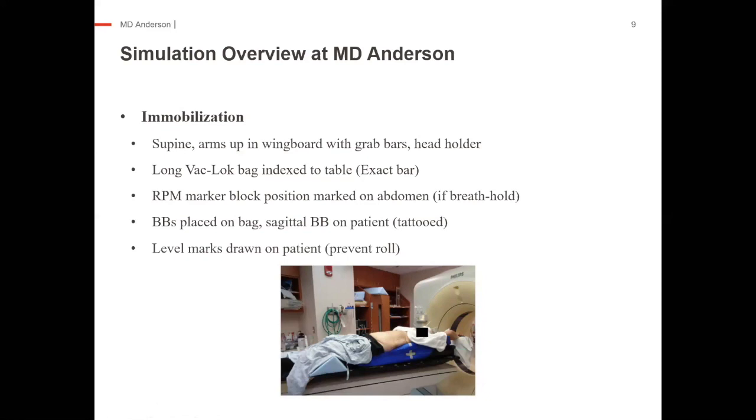If we treat the patient with a breath hold, they'll have an RPM marker block position marked on the abdomen. And then we place our BBs so that the lateral BBs are on the bag itself, and the sagittal BB is on the patient. This is also tattooed. This helps us make sure that the patient is in the correct position in the bag, with no shift. And then we also draw level marks on the patient. This keeps the patient from rolling left and right. We can account for that before you even start imaging.